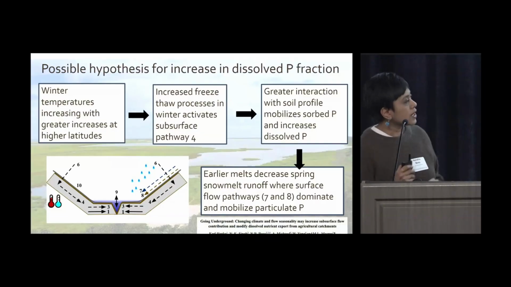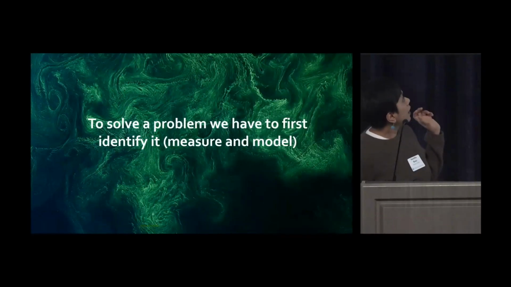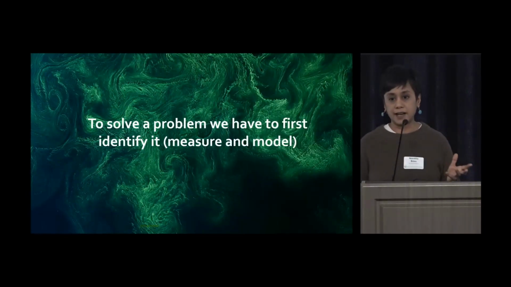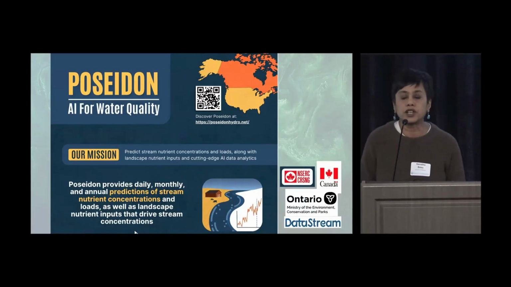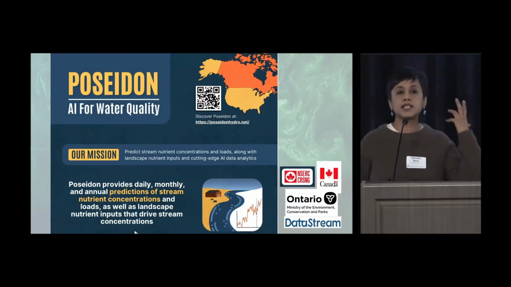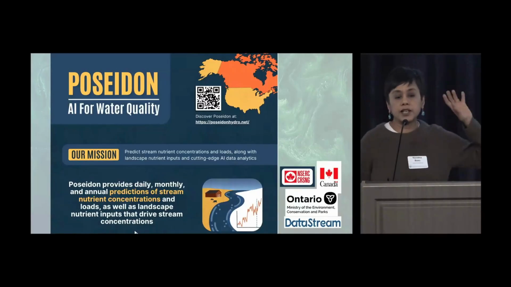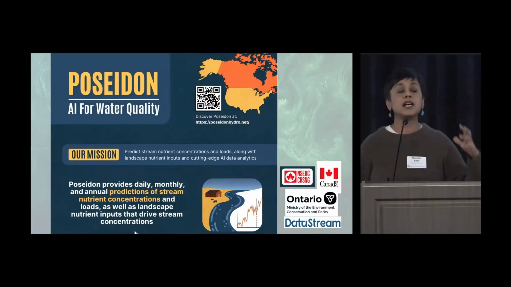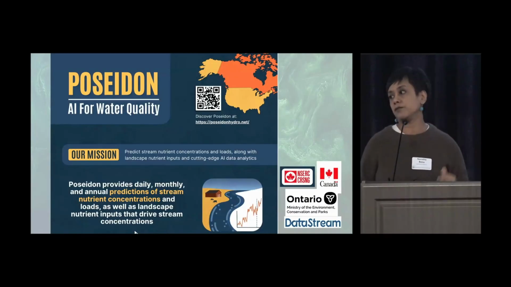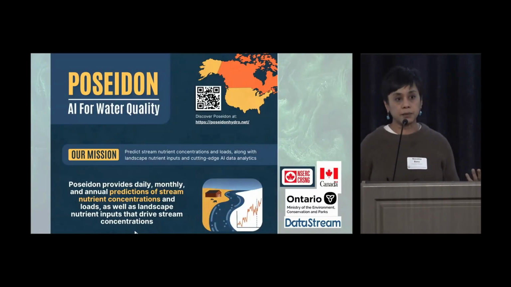Okay. So we've also done some modeling to kind of prove those hypotheses. To solve a problem, we have to first identify it, so monitoring and modeling is a key part of this. Building off this, one of the things our group has been working on is a portal called Poseidon. It's called AI for Water Quality. If you go on here, you can look at all the inputs that are coming to the waterway. We map out fertilizer inputs and livestock manure at a 250-meter grid scale. So you have your watershed, you can clip that watershed, and you can figure out what the inputs are. If you're doing modeling, it can be useful to you. If you're doing watershed report cards, it can be useful to you.